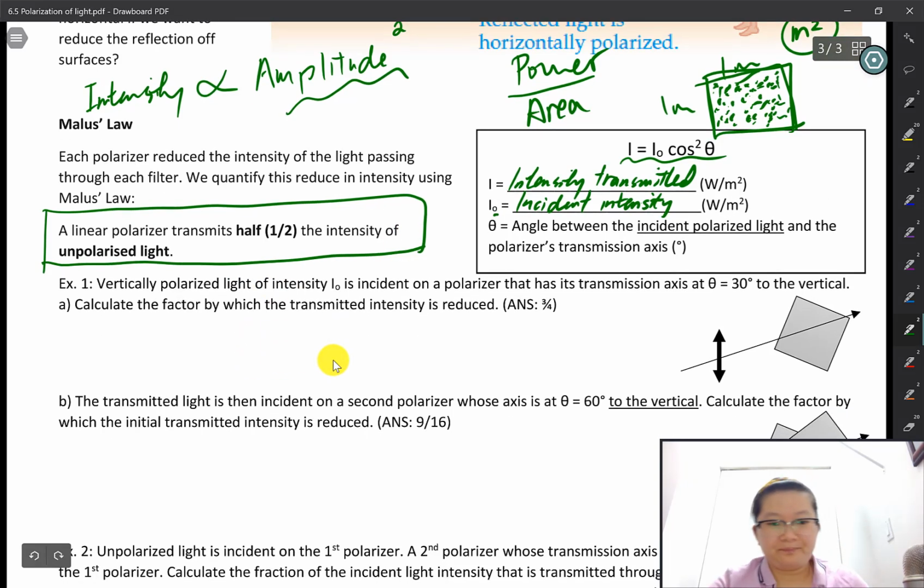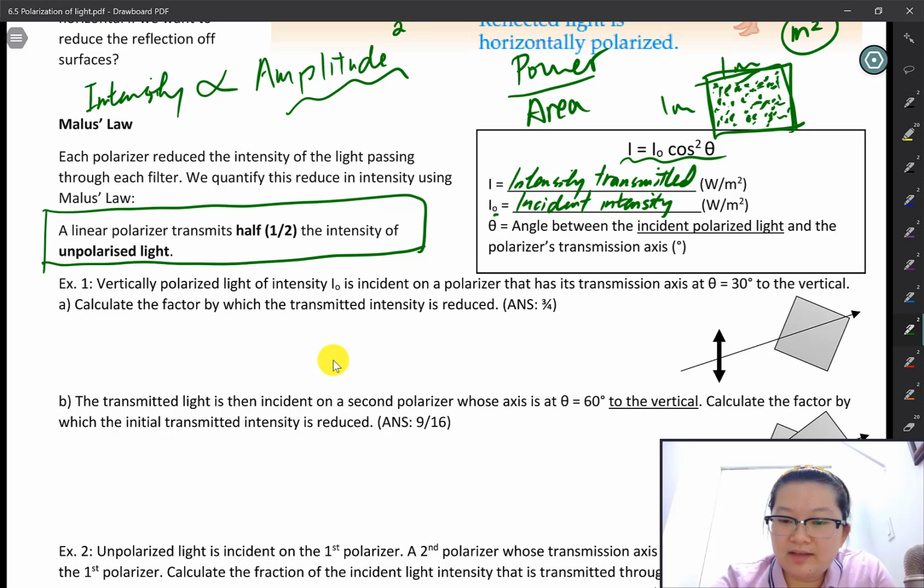Okay, so let's start with examples. Example 1. Vertically polarized light, if intensity I0 is incident on a polarizer that has a transmission axis at 30 degrees to the vertical. A. Calculate the factor by which the transmitted intensity is reduced. So we're saying that we have vertically polarized light, so we got this guy over here coming in. We're going to call this I0.